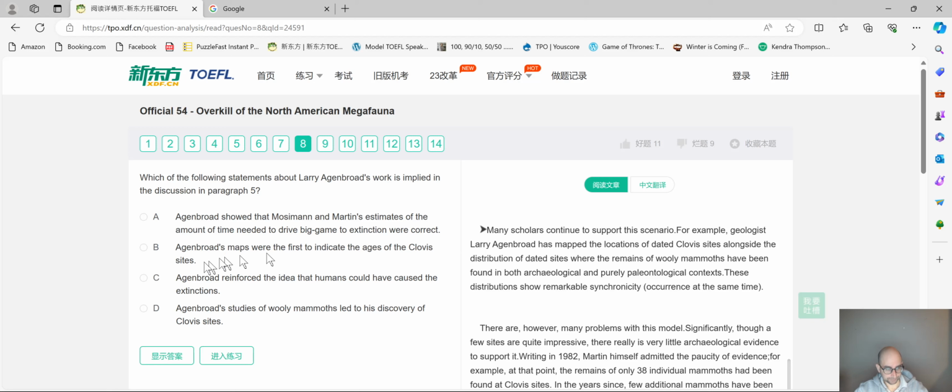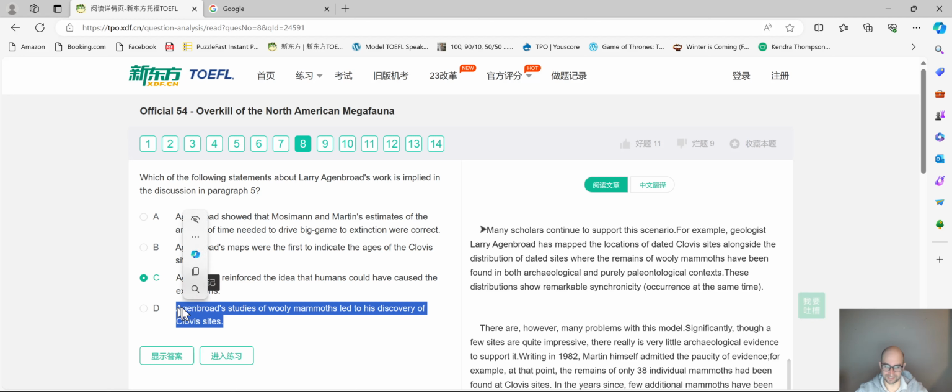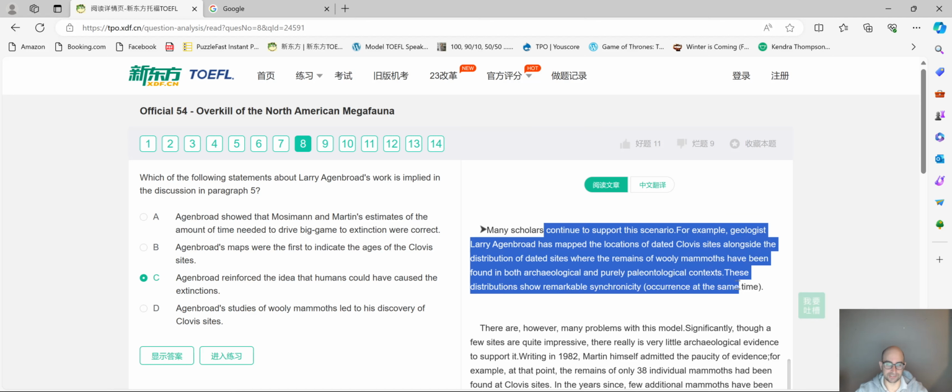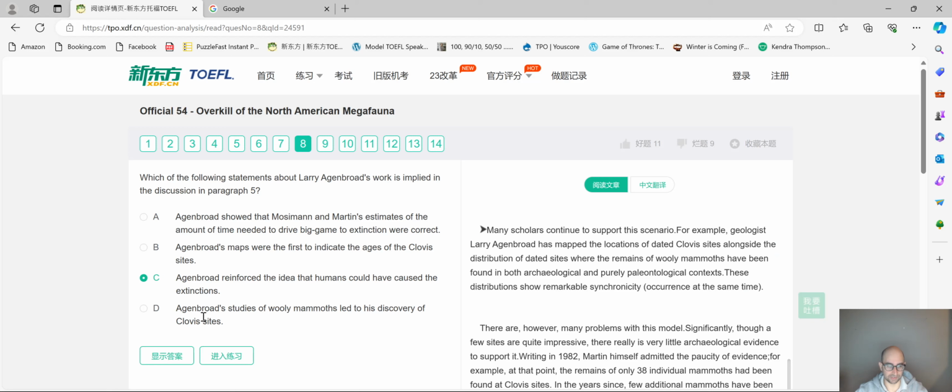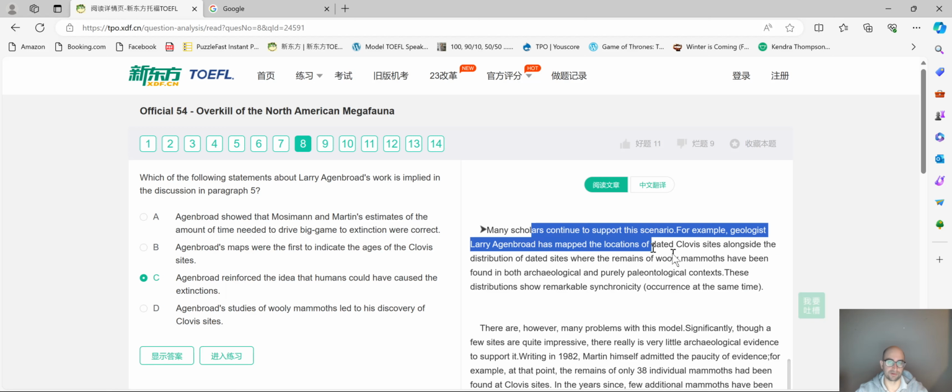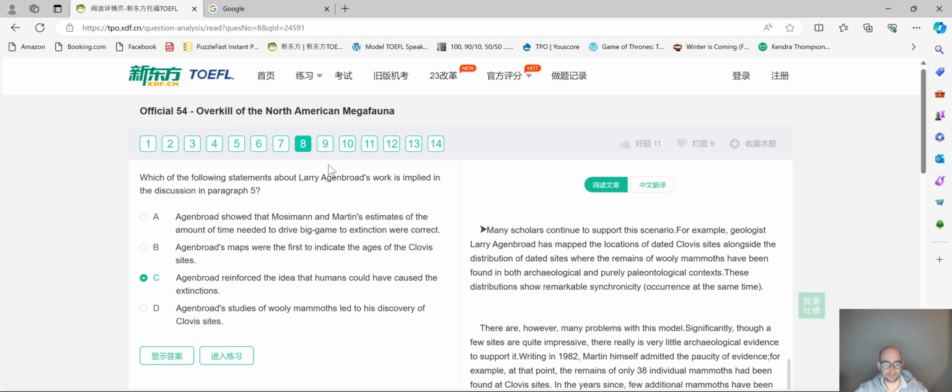Okay, so C is right, but use process of elimination to weed out D. Just make sure it is indeed incorrect. Aginbrod's studies of woolly mammoths led to his discovery of Clovis sites. So they're just taking words from this text and putting them here, but this doesn't make sense, and that's not what they explained there. So be careful. This was just a wordplay trap, and that's not what we understood from reading this. So yeah, C was the correct answer here.